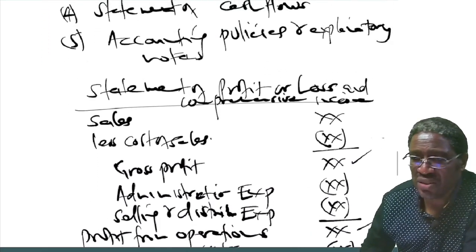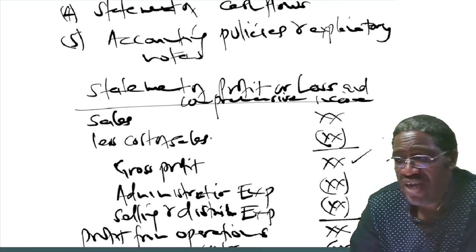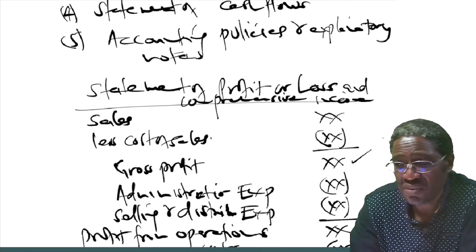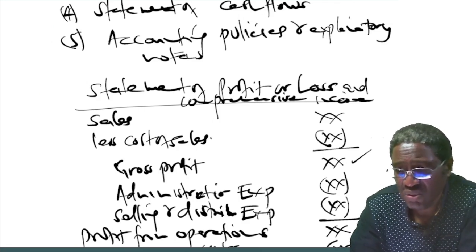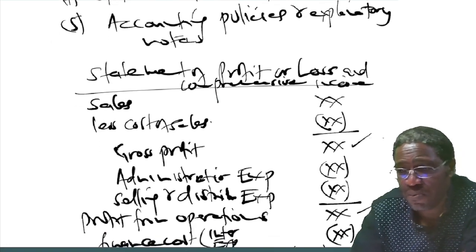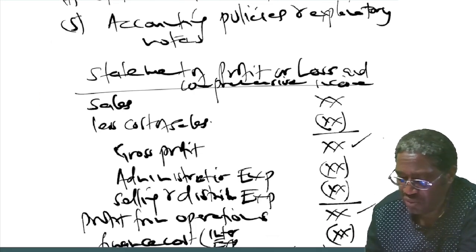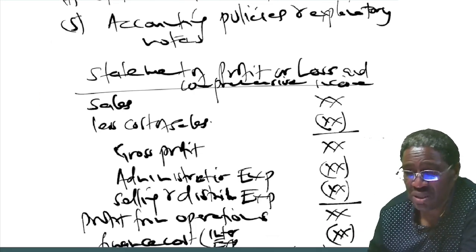Then we can copy this format. I don't need to change anything so far. So maybe we can still copy the statement of profit or loss and other comprehensive income. Let's put down this format.